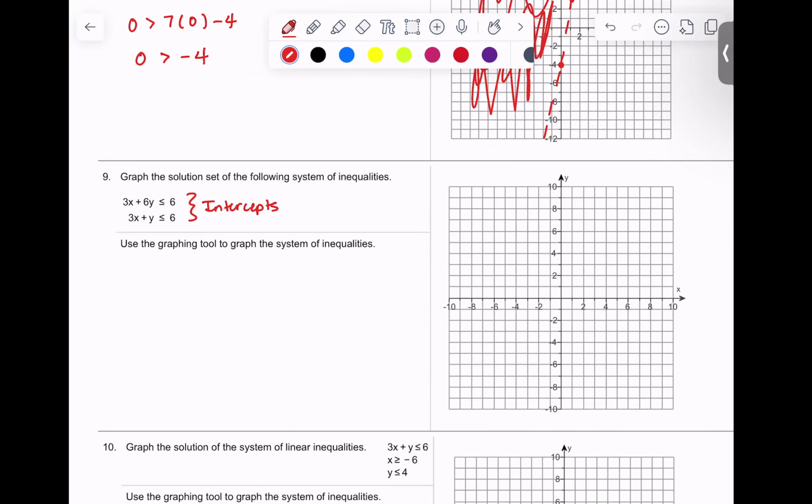Since we're in this quasi-standard form, general form, the x-intercept for that first line is 2, if I solve the equation 3x is equal to 6. The y-intercept is 1, if I solve the equation 6y is equal to 6. I'm going to graph that as a solid line. So 2 and 1, there we go.